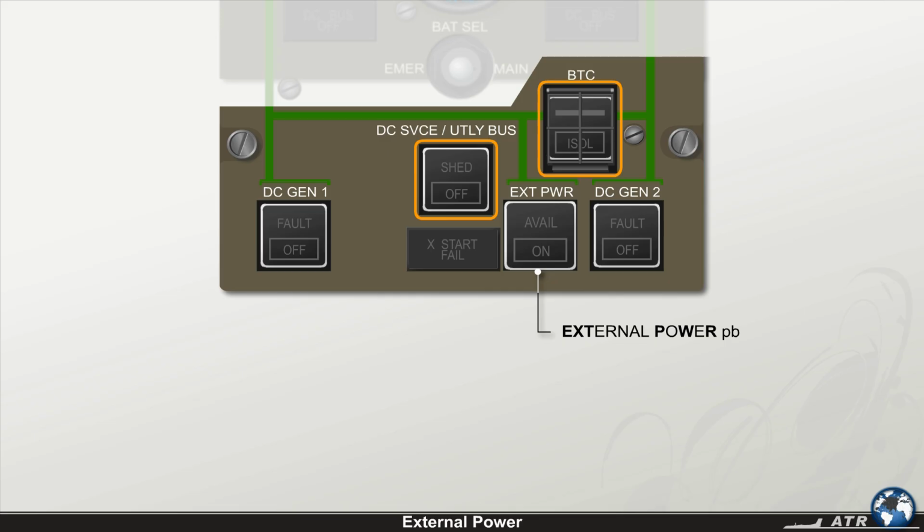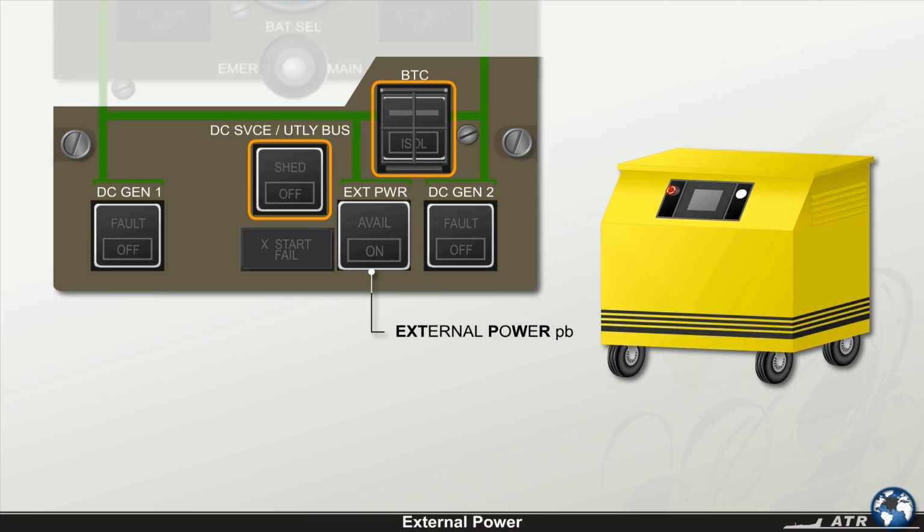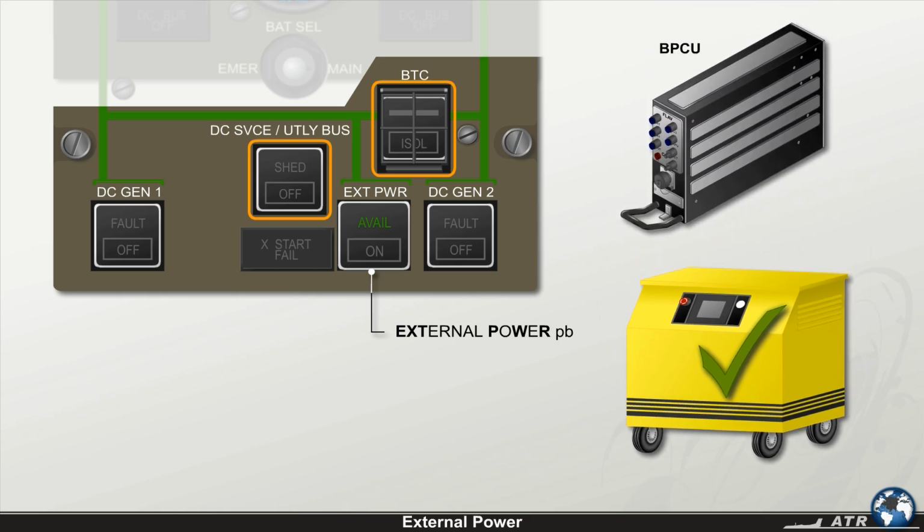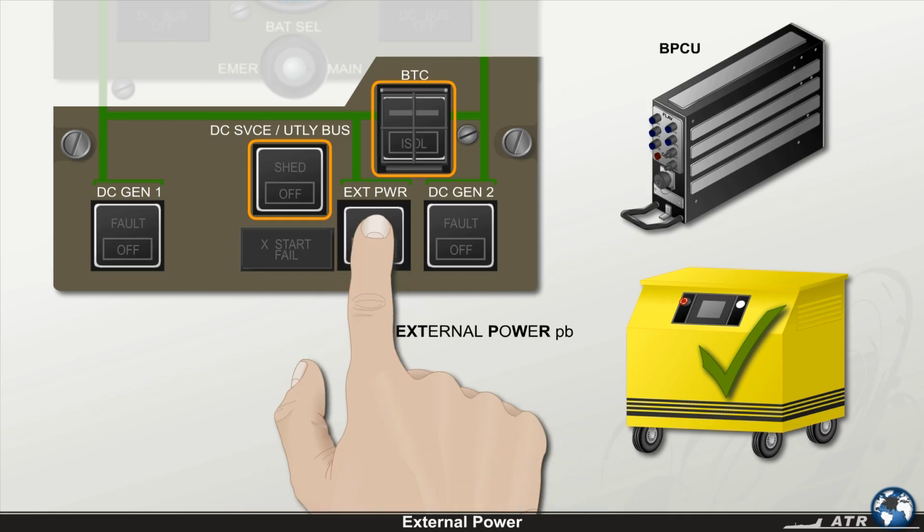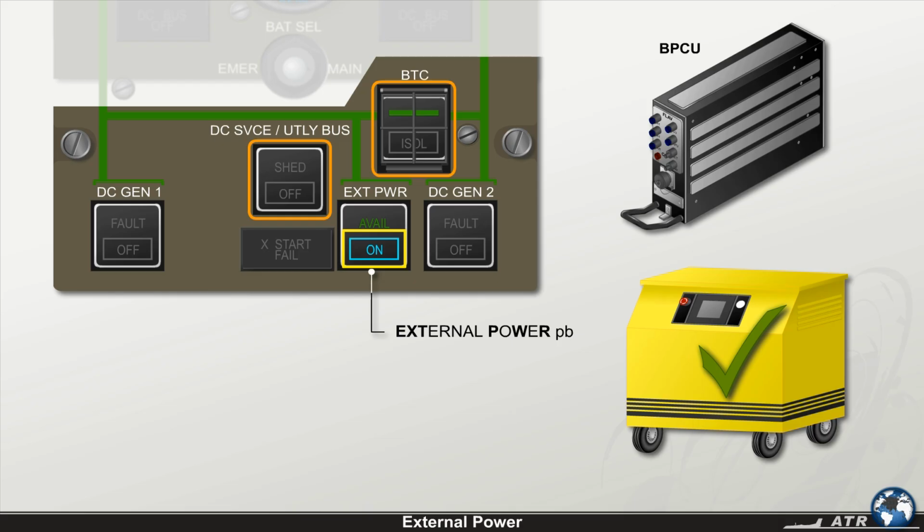The external power push button, located next to the DC Generator 2 push button, in its normal released position is dark. When a DC ground power unit of acceptable quality is connected to the ATR, and all conditions for this connection are met, the green available light illuminates in the push button. Note that the bus power control unit is responsible for checking the quality of the DC ground power unit and for allowing its connection to the electrical network. To supply the system from the ground power unit, you need to depress the push button, whereas the blue on light illuminates. Detailed information about external power will be presented in a separate lesson.